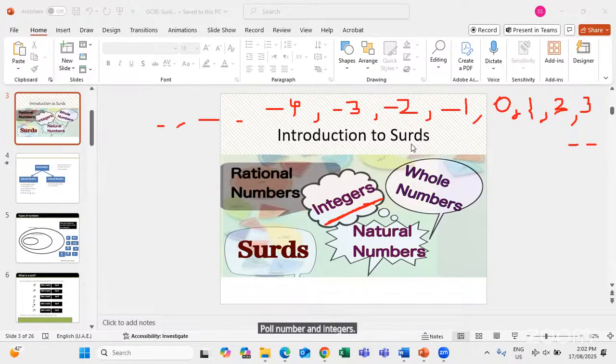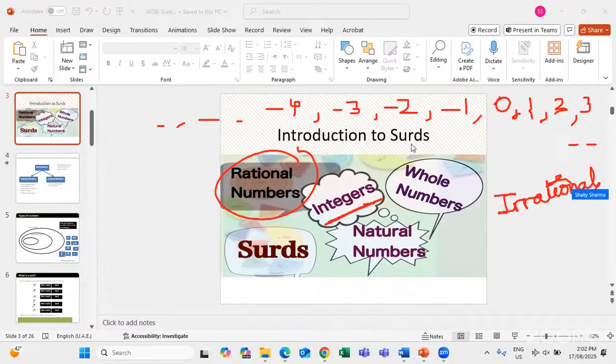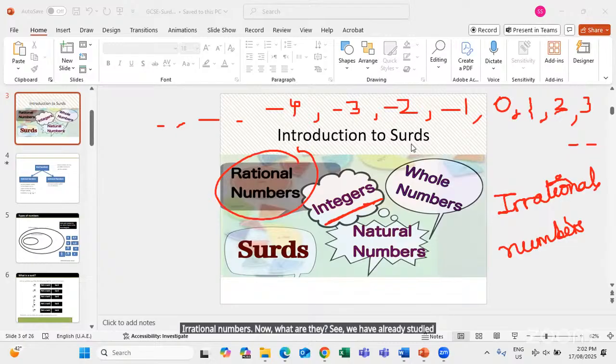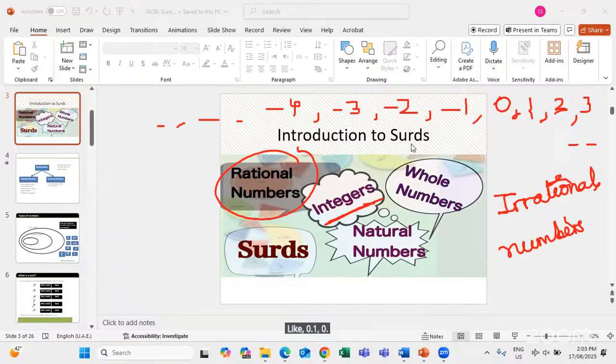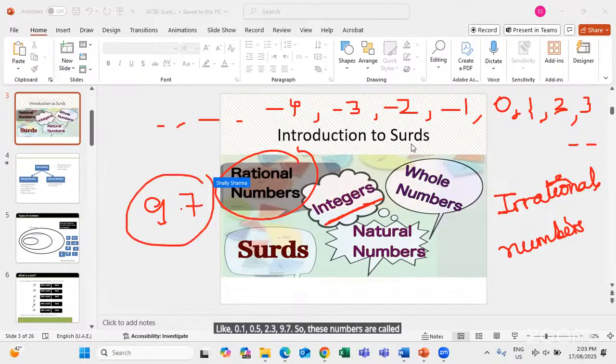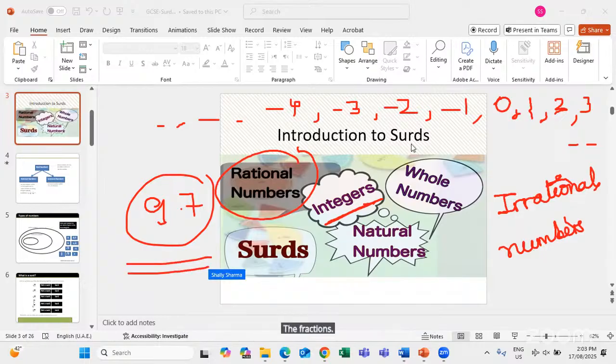Then two more categories come up. One is called rational numbers, and there is one more which is irrational numbers. Now, what are they? See, we have already studied fractions, and we also know about decimal numbers. So when we talk about decimal numbers like 0.1, 0.5, 2.3, 9.7, these numbers are called rational numbers. Rational numbers basically include the fractions and the decimal numbers.